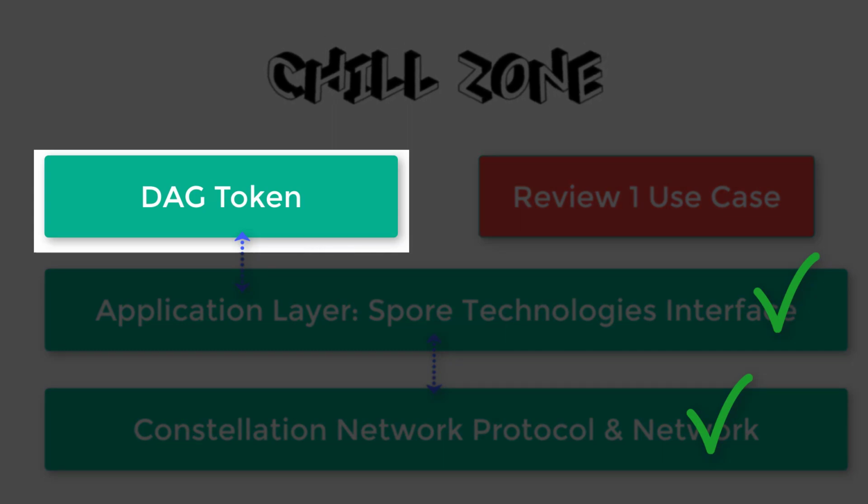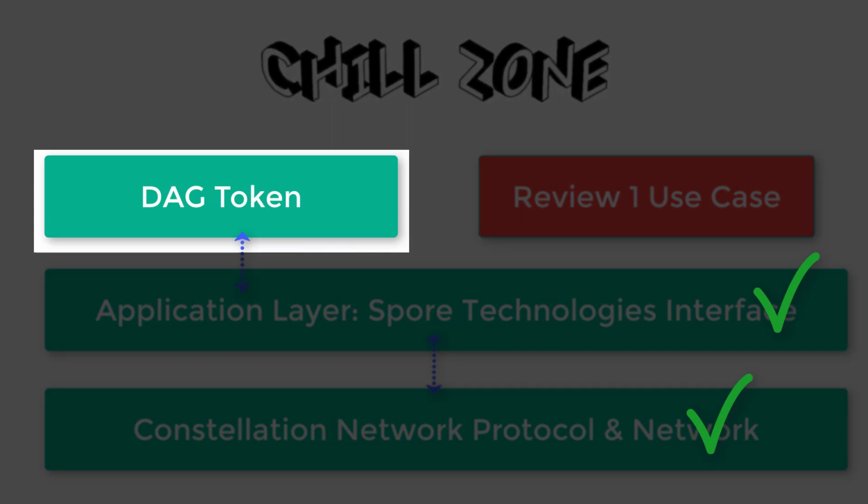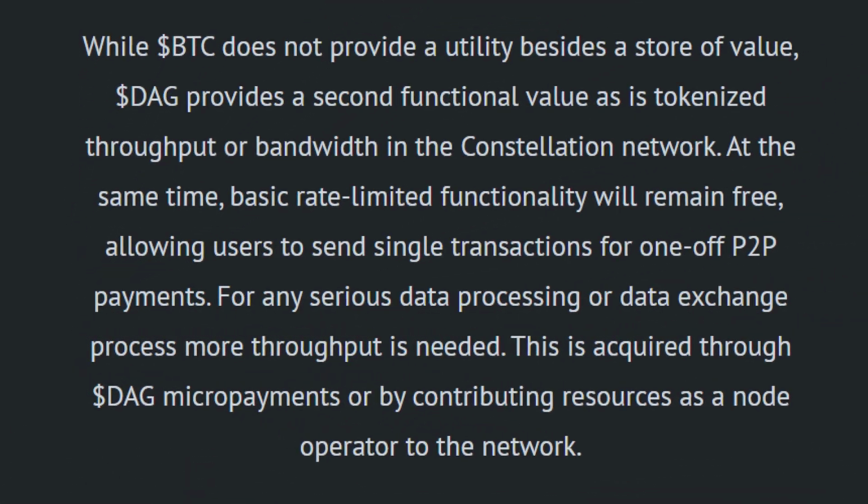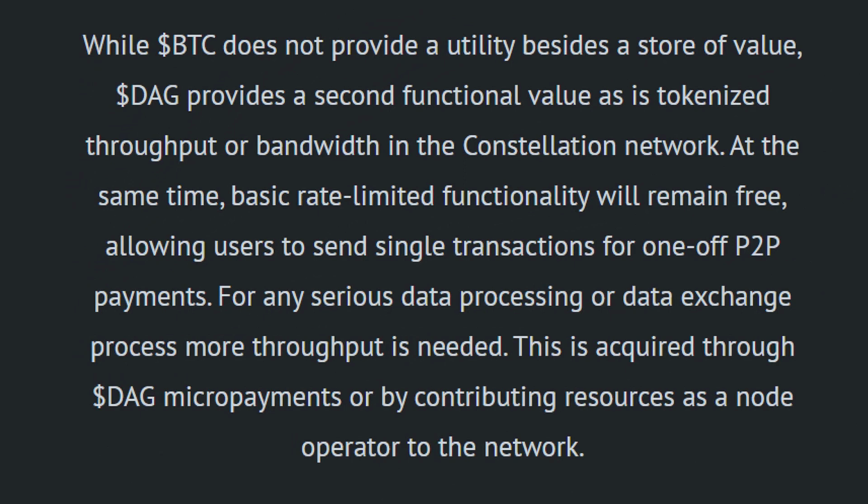Now, we've discussed Spore, so let's talk a little bit about the DAG token utilities, and luckily this is pretty short. The website states the DAG token has two primary utilities. One, while Bitcoin does not provide a utility besides a store of value, DAG provides a second function of value, as is tokenized throughput or bandwidth in the Constellation network.